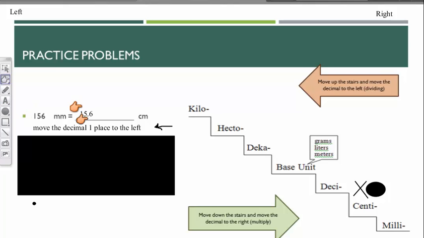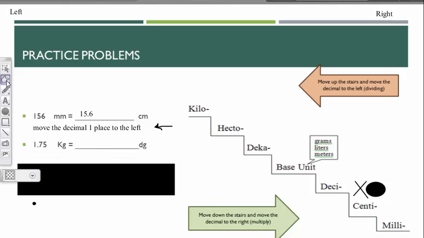Well, let's check it. Okay, put your finger on this decimal. It was back here, so I'm going to put my finger where it was. I move one place to the left, right in between the 5 and the 6. That simple. Okay, so what I would like you to do is I'm going to reveal the second one.